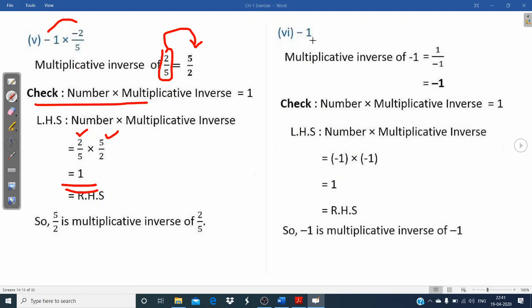Now, the sixth part, you have to find the multiplicative inverse of -1. So for -1, you again take the reciprocal, 1 upon -1. And 1 upon 1 is 1, only with the negative sign. So the multiplicative inverse of -1 is -1 itself. Let's check this by the identity. The number is -1, multiplied by its multiplicative inverse, which is also -1. When you multiply these two, 1 into 1, 1, minus minus plus. So again you get the final answer 1.